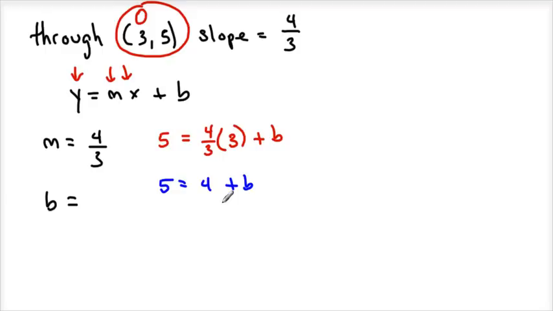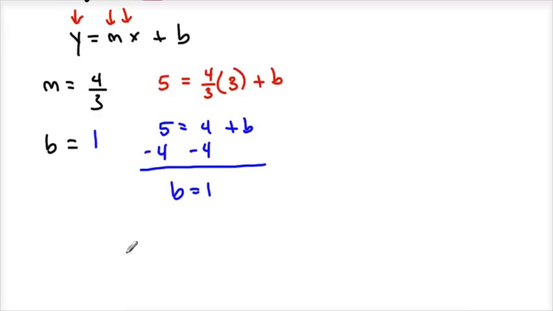What's my last step? Last step to solve for b. Subtract 4 from both sides. Very good. And I get b equals 5 minus 4, which is 1. Once I have that, now I have my m, and now I have my b. And let's plug in: y equals 4/3 x plus 1.